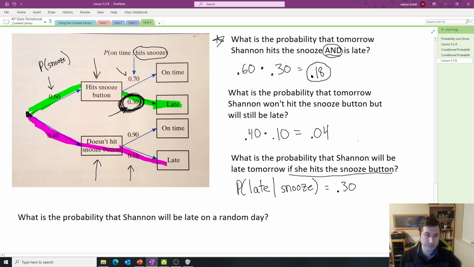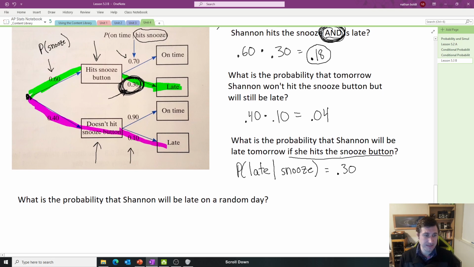Just remember that now that we have this tree diagram, you don't always just multiply along the lines. That only works for an intersection. If you're doing an "and" statement, that's when you multiply.